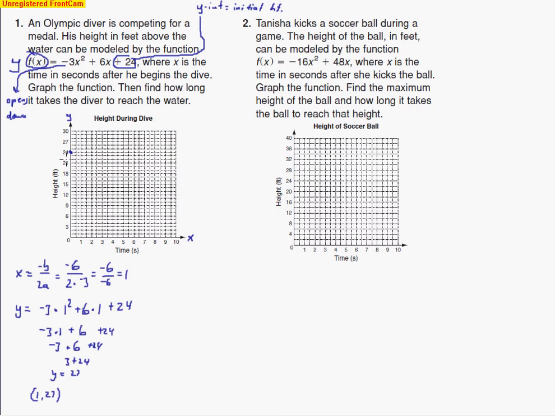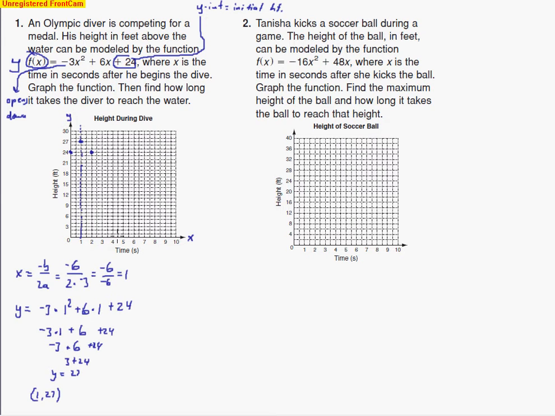So if I go over 1, and I go up 27 spaces, right there is the vertex. That means that this graph is symmetrical about this vertical line that I'm putting in place right here. And since I've got the y-intercept already, I've got another point opposite that y-intercept, the same distance from it. So it'd be right there. After 2 seconds, he would end up being back to where he started at the 24 feet.